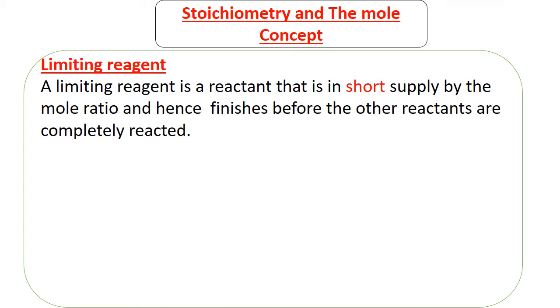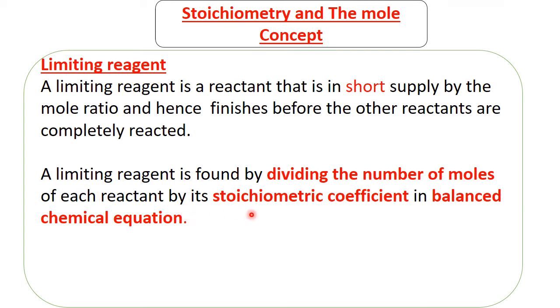So let's say we are reacting two things, A and B. If the amount of B present is greater than A, then as the reaction is going, A is going to be depleted. So we're going to have a bit of B remaining. In that case, A is called the limiting reagent because it finishes first, and when it finishes, the reaction stops.